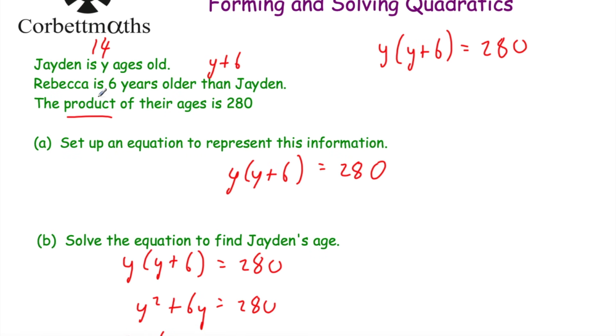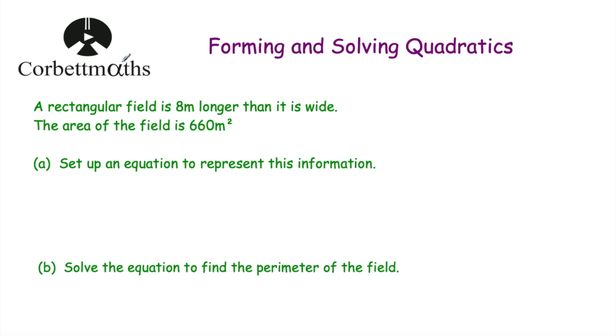If we were asked Rebecca's age, we'd add on 6, and that would be 20 for her, and 14 times 20 is equal to 280. And that's it, we've solved that question. Okay, let's have a look at our next question.